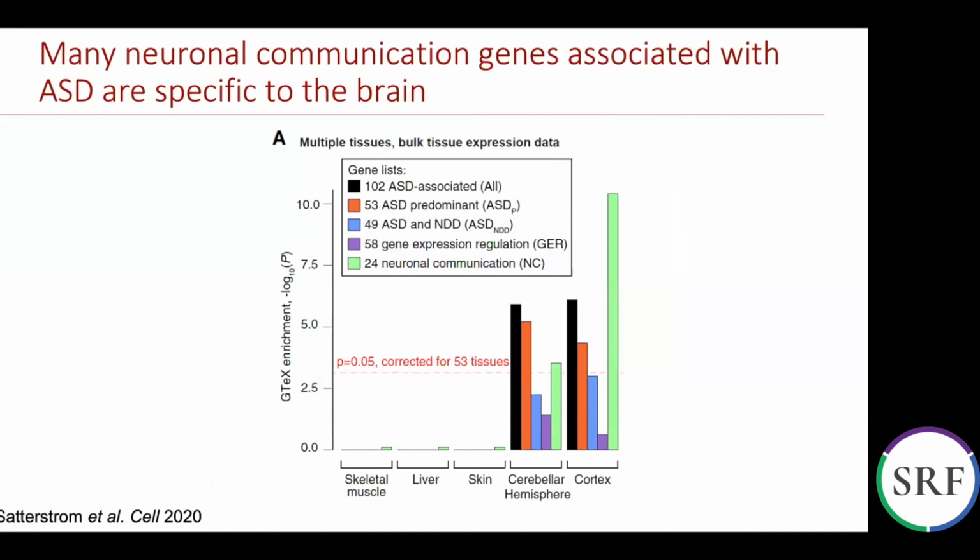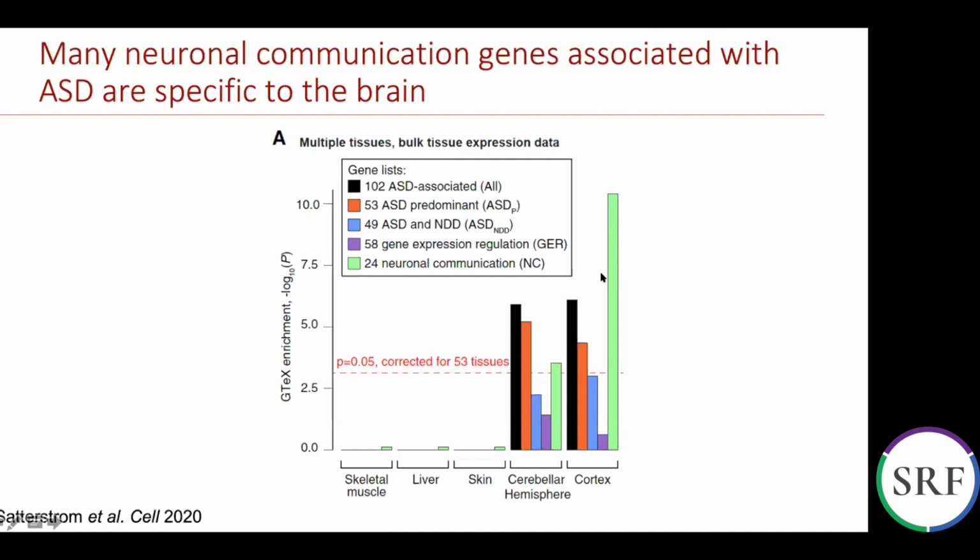So we can look in adult data from lots and lots of tissues across the body. This is a resource called GTEx, and simply ask, where are these genes expressed? What we find is that overall, autism genes are found in the brain. Now, that might not sound that revolutionary, but it's important to know that that's the case. So we can always think of metabolic causes.